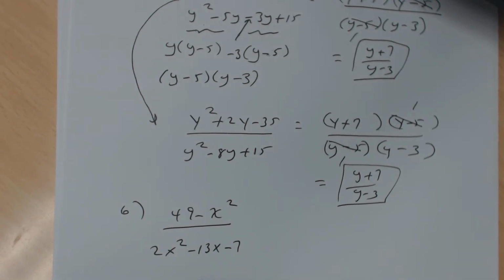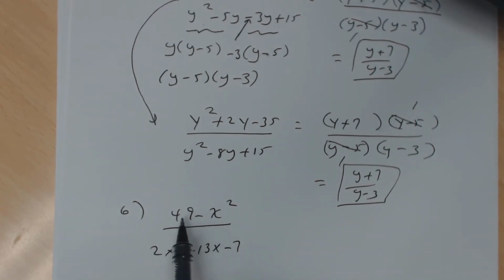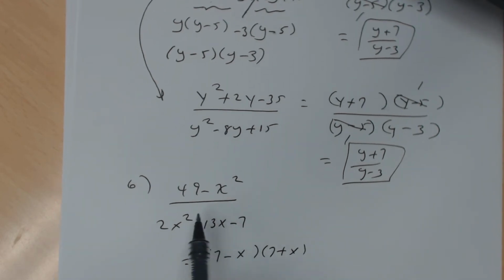And so the numerator GCF is 1, the denominator GCF is 1, but the numerator is a difference of 2 squares. And remember, always keep in that order. So the correct answer would be 7 minus x times 7 plus x. Don't say x minus 7. That's not true. That's 49 minus x squared. It is not x squared minus 49. Okay? It's 49 minus x squared.